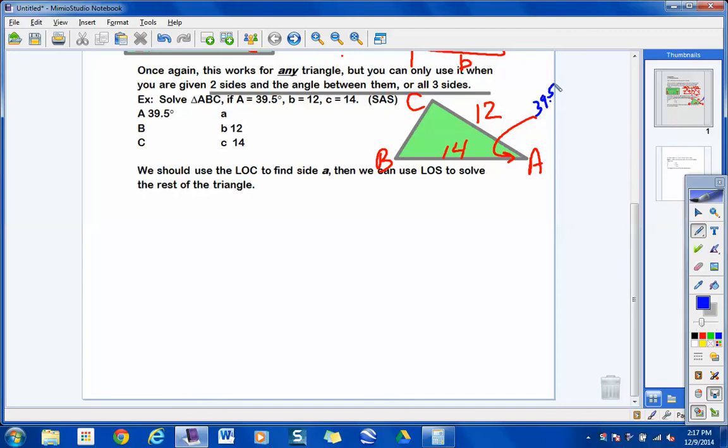What side don't you know right now? Side A. That's a bad looking A.